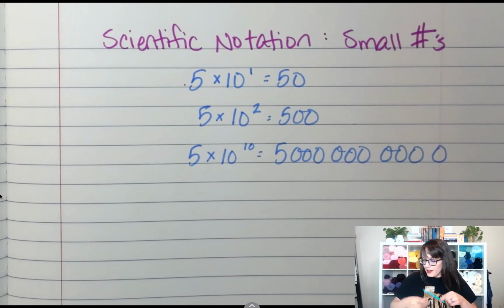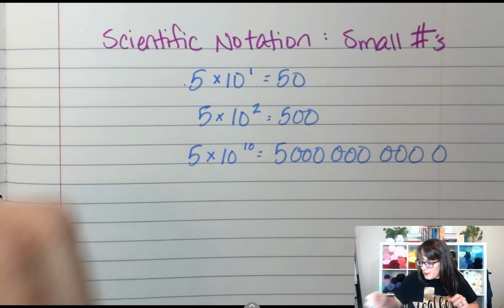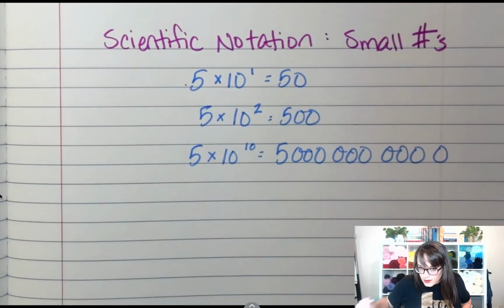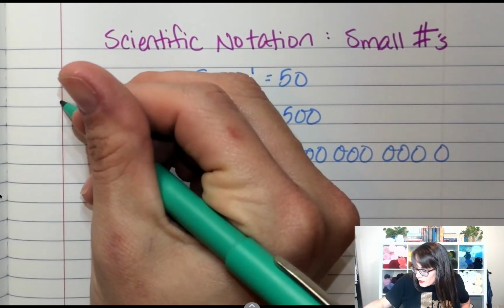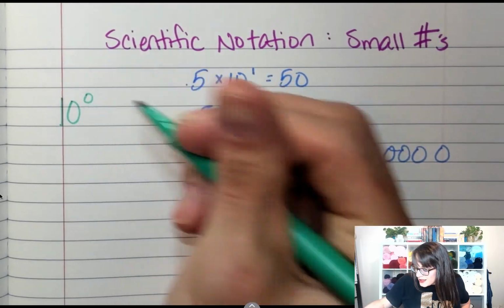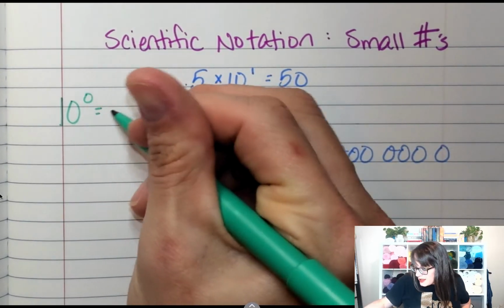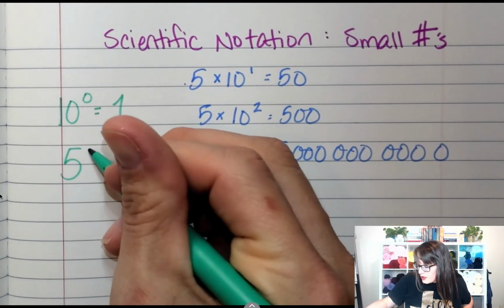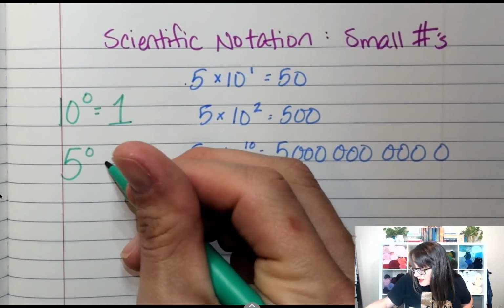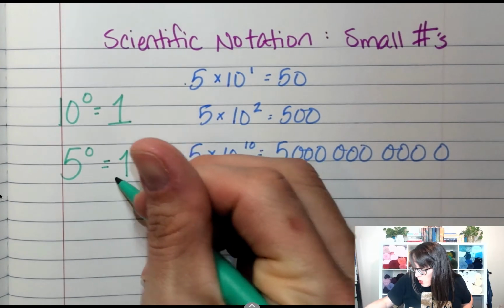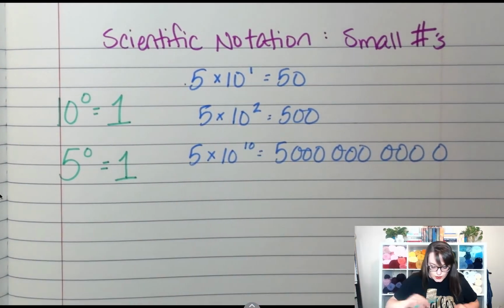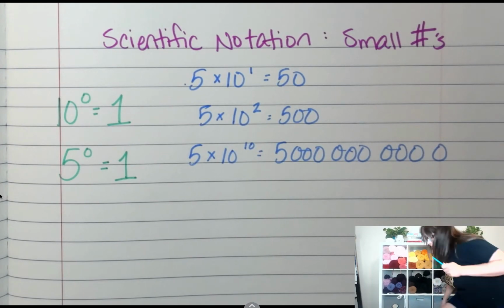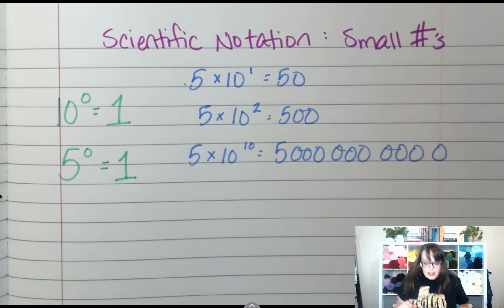Also, little caveat, exponents. Anything to the 0 is 1, just so that you know that. So 10 to the 0 power is equal to 1. 5 to the 0 power is equal to 1. It's a rule. We could get into why, but let's just get into this.